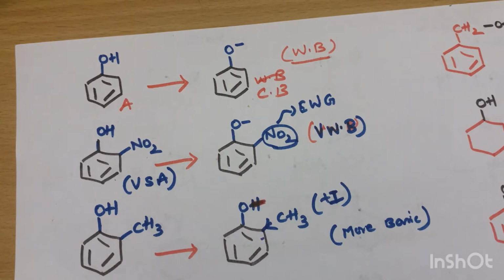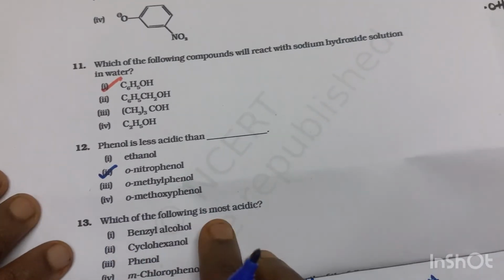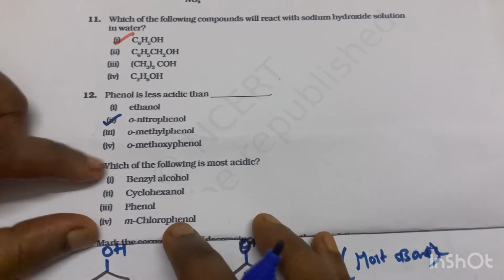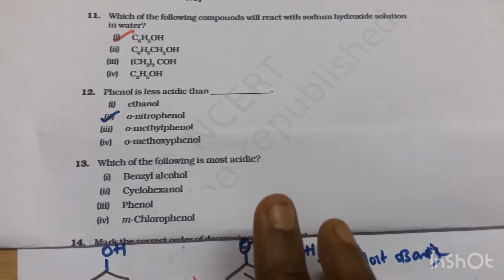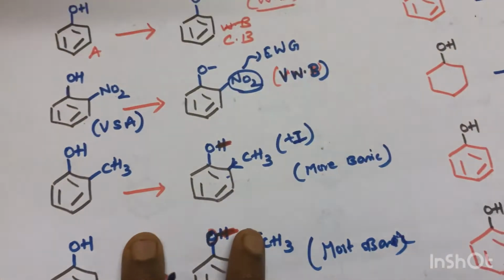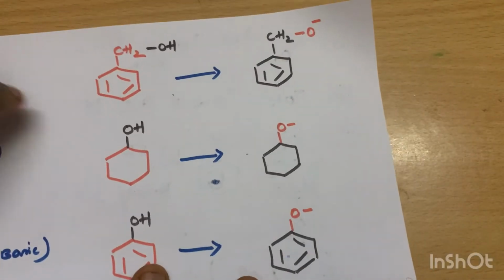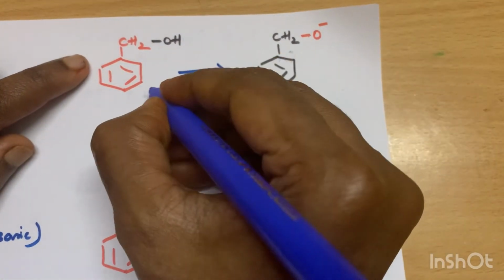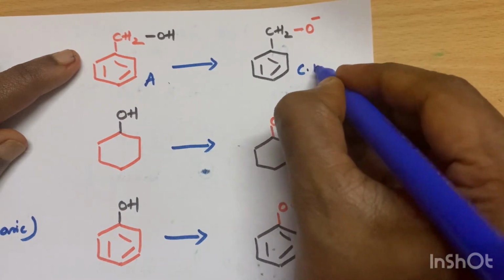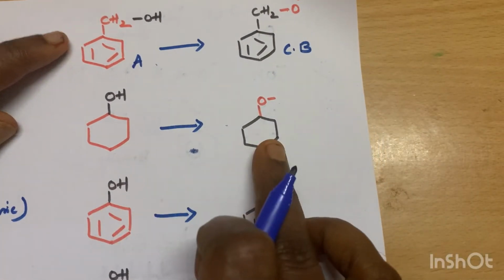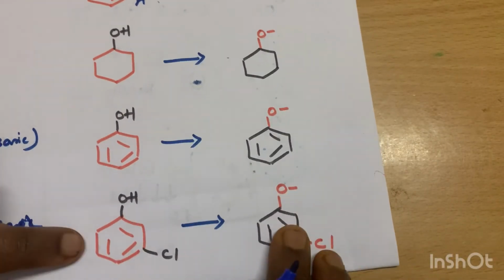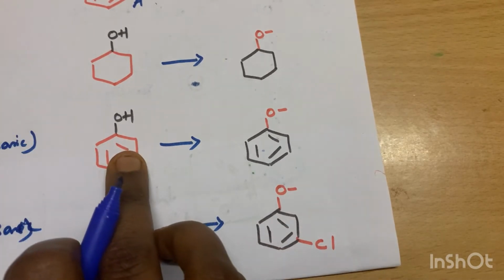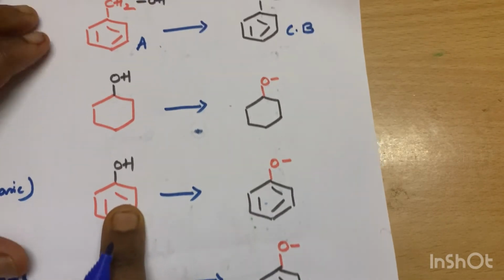Then which of the following is most acidic? So you have to compare benzyl alcohol, cyclohexanol, phenol, same rule, and meta-chlorophenol. So you have to compare the acidity. Here benzyl alcohol is converted to this one. So this is the acid, and this is the corresponding conjugate base. This is the conjugate base of this one, conjugate base of this one, conjugate base of this one. Why am I calling this the acid part? Because they are going to donate a proton. They have an acidic proton. That's why I am calling it acid.